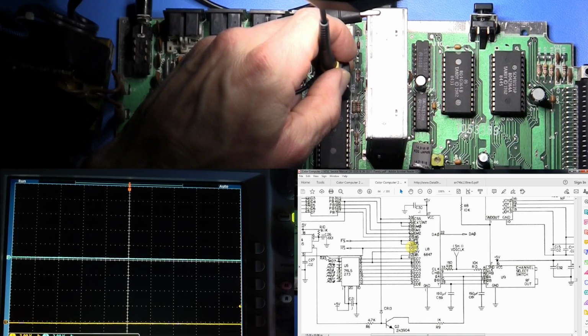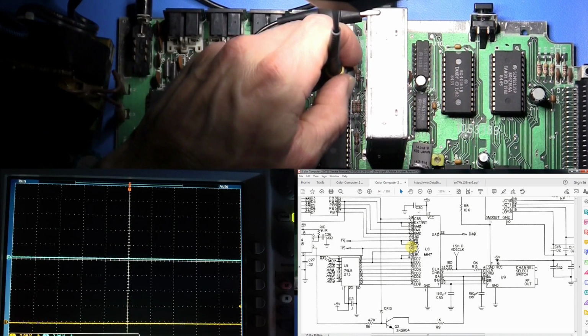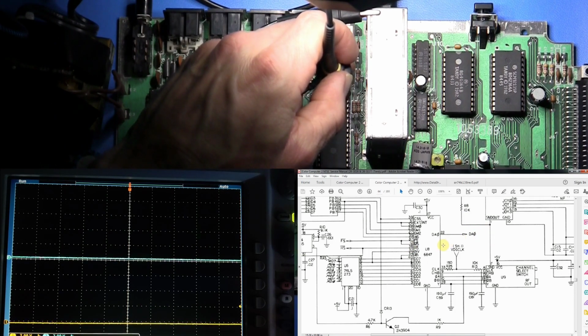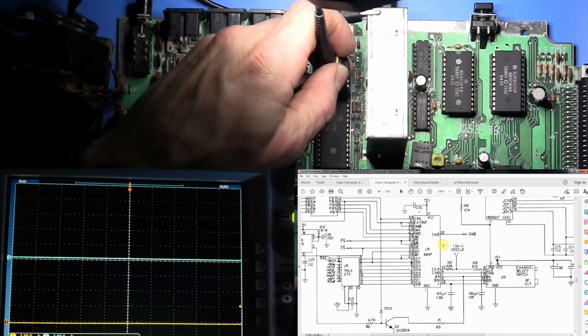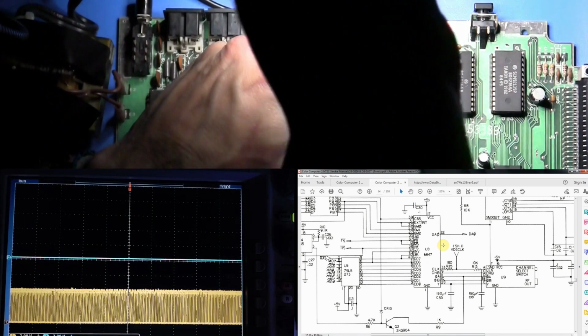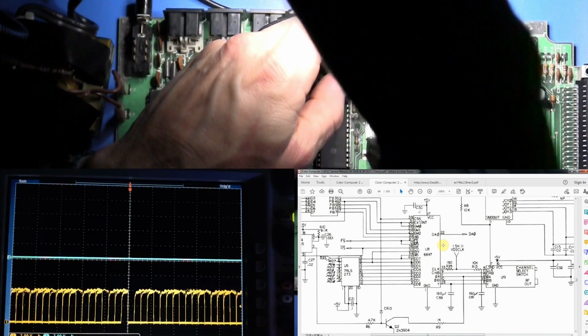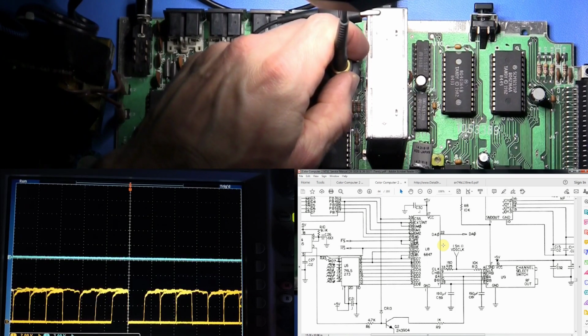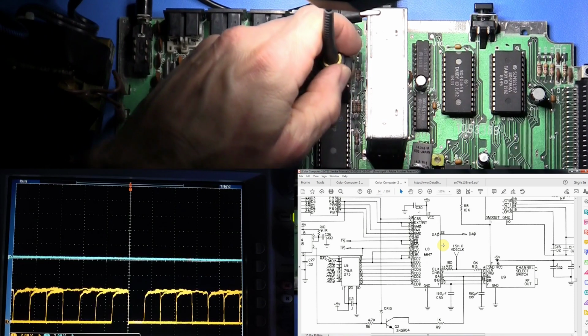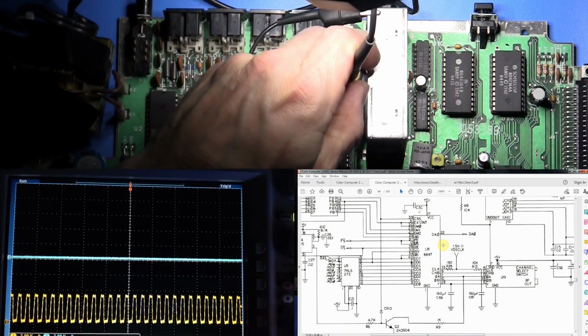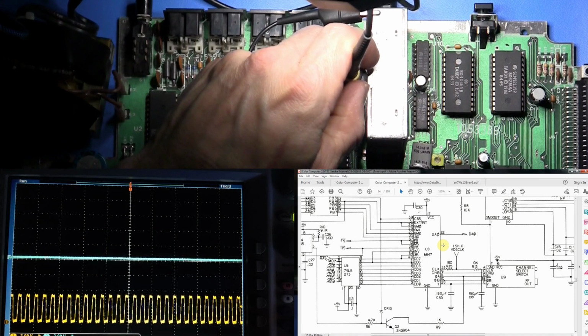36, that's low. I don't know what pin 36 is. Looks like it's a no connect pin. I don't believe that's implemented on the chip. 35, okay, we have what looks like a clock. No, 35. Okay, 35 is A/G. We have activity there. 34 is AS. Okay, we have activity.